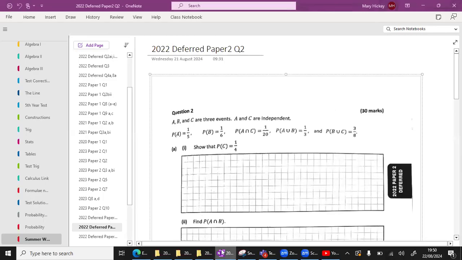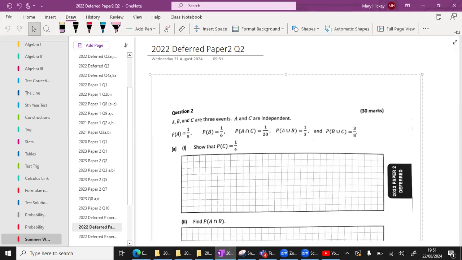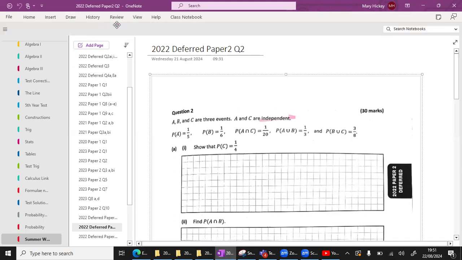So 2022, paper 2 from the deferred paper. Question 2. So A, B, and C are 3 events. A and C are independent. Okay, so we learned words like mutually exclusive and independent in class.